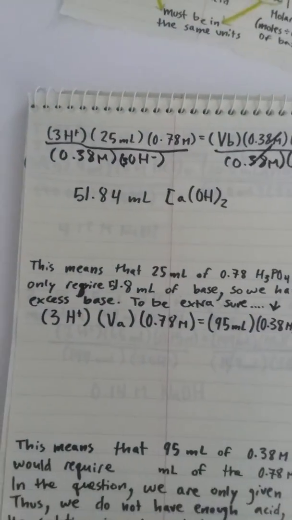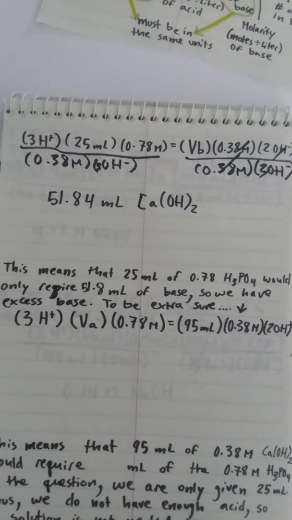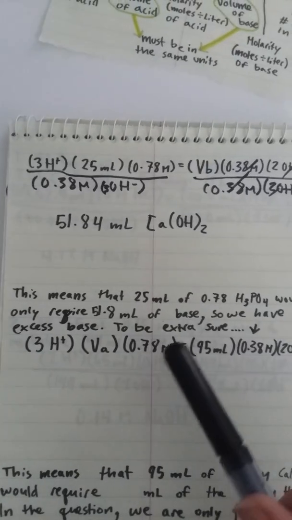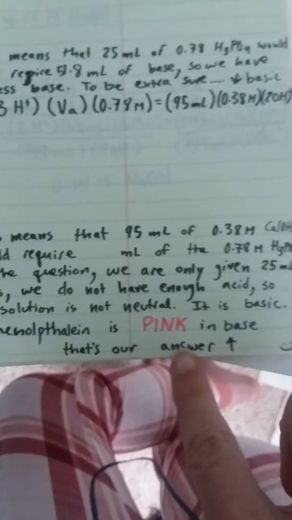Okay. Yeah, so we have excess base. So that means it's basic. So you could just answer it right now and say that the phenolphthalein is pink. That's our answer. But I'm just going to make extra sure.